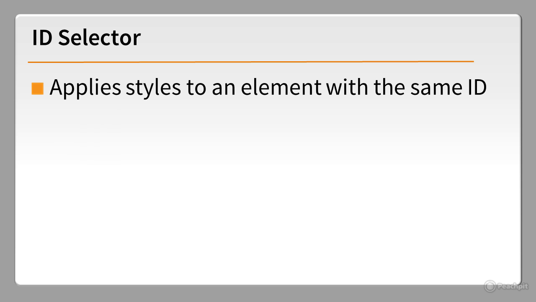ID selectors are used mainly to target specific parts of a page. This type of selector looks for an element that has the equivalent ID attribute in its opening HTML tag. You create the selector by preceding the ID with a hash or pound sign, like this. Hash sidebar in this example targets everything inside an element with the ID sidebar.